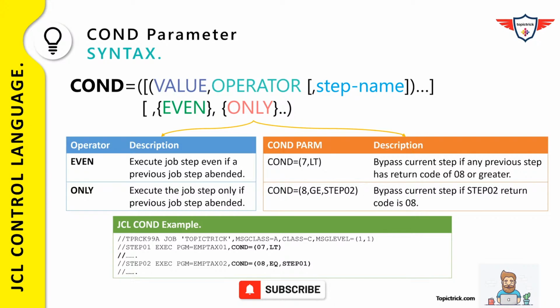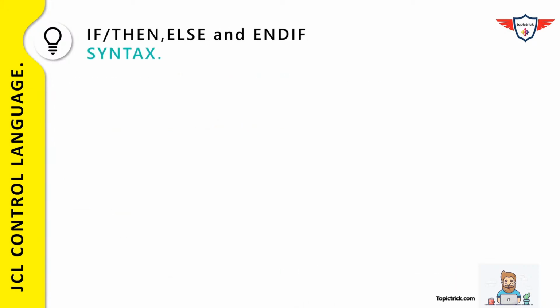During the initial days, the conditional parameters were the only option for the conditional processing of JCL. But because it is awkward and confusing for programmers, later versions of the operating system added three JCL statements that work together for the purpose of conditional processing. And these statements are IF/THEN, ELSE, and ENDIF.